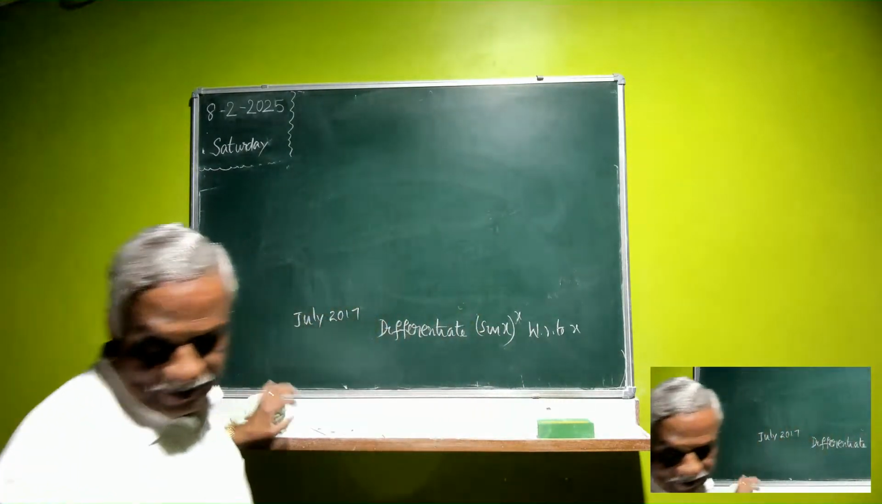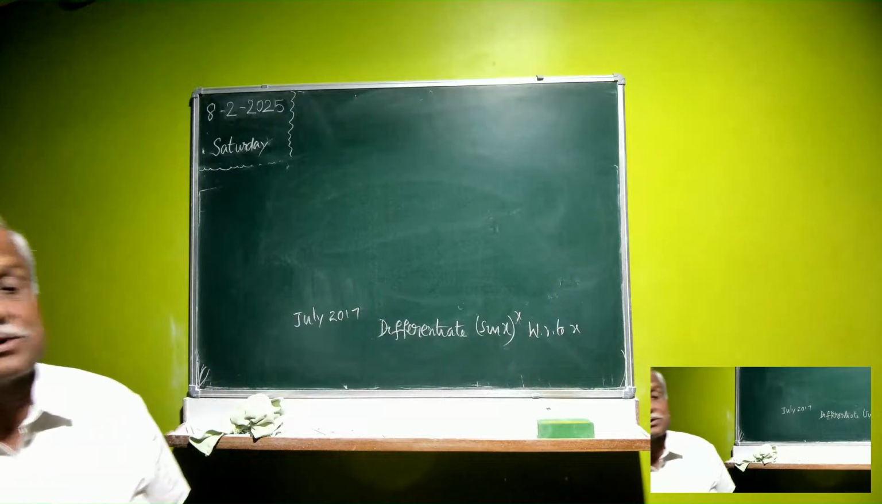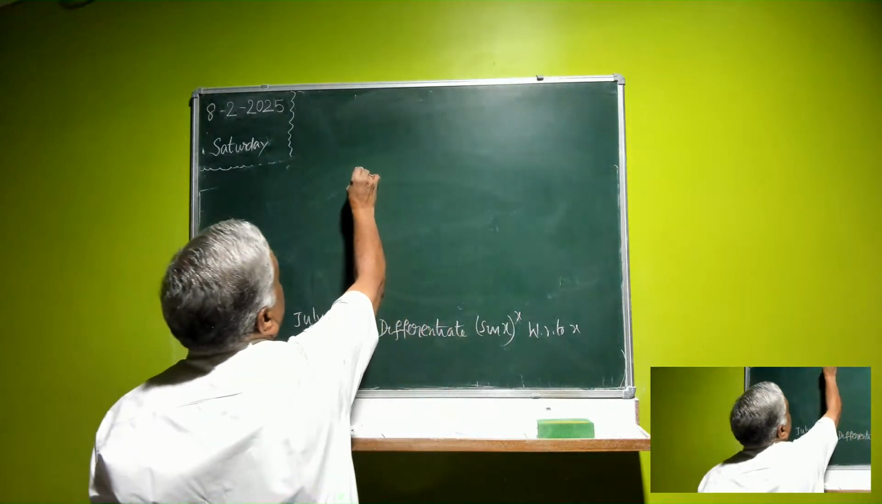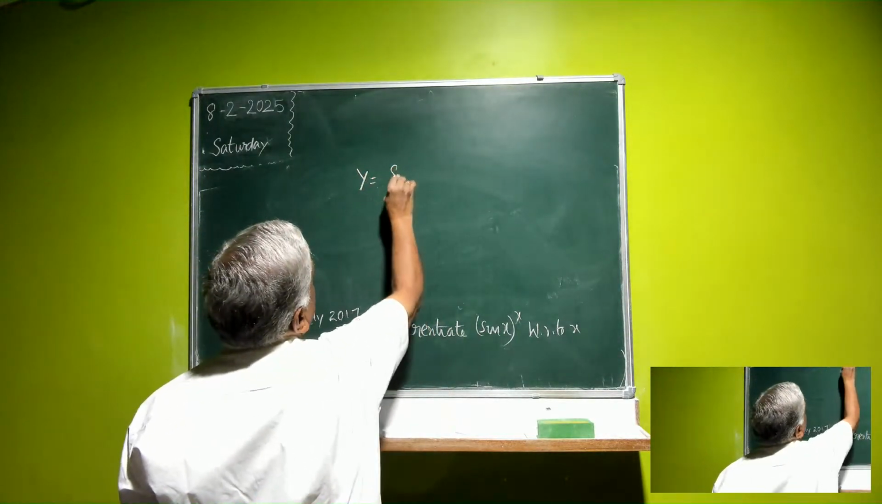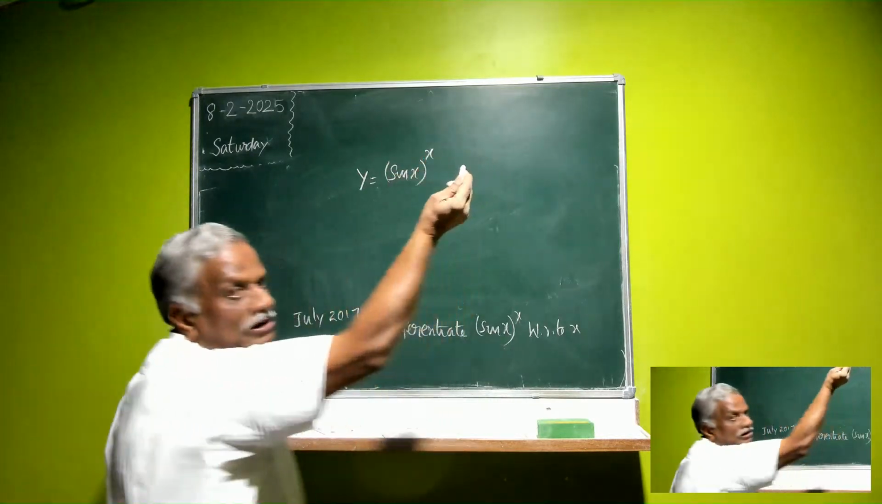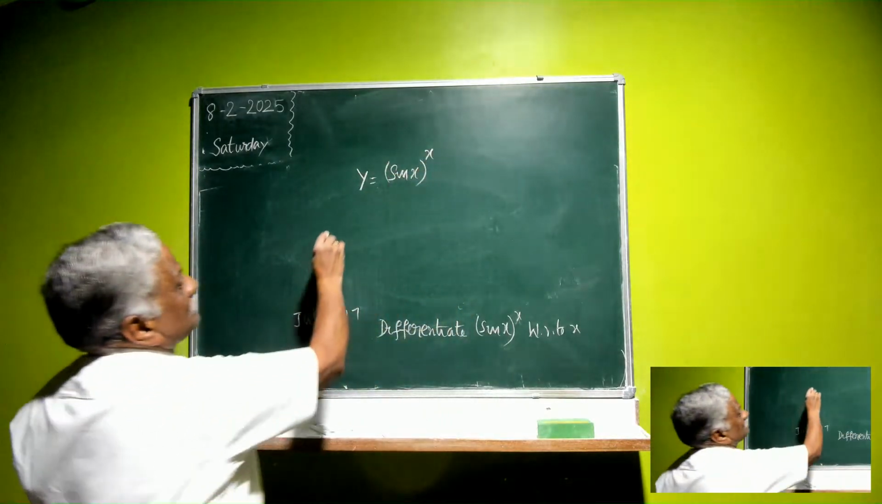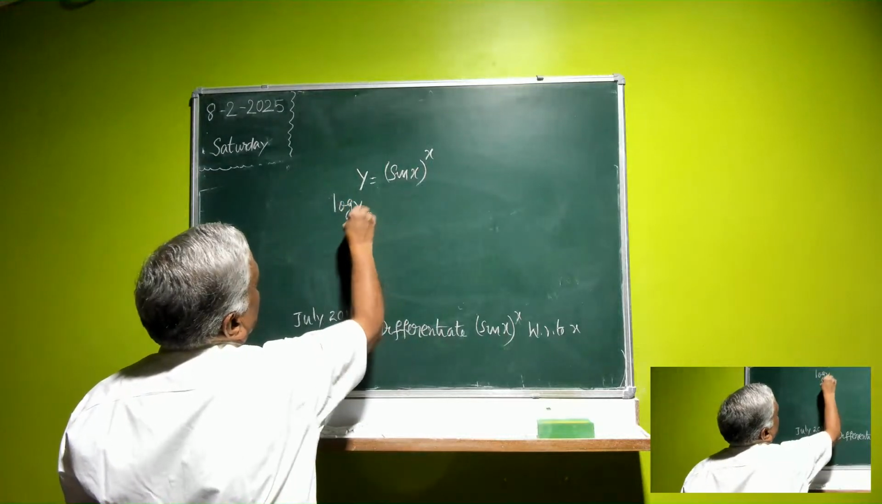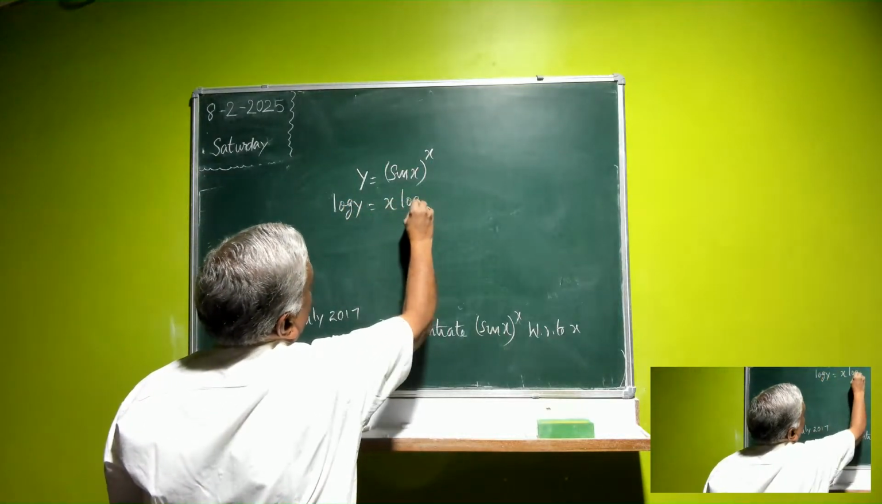In 2016 they have given x to the power of sin x. Here they have given sin x to the power of x. So slight change, okay? Small change. It is sin x to the power of x, not x to the power of sin x, which has already been worked in the previous year paper. So log y is equal to x log sin x.